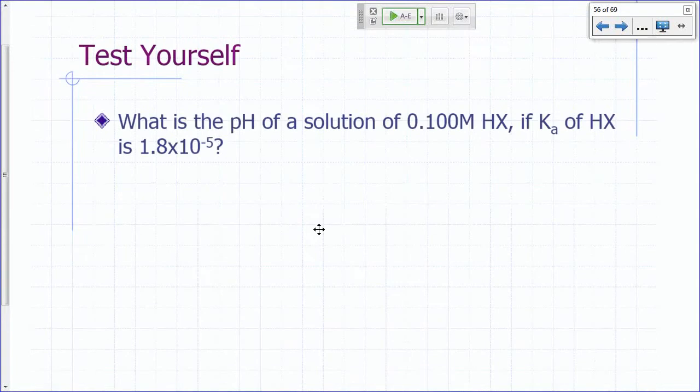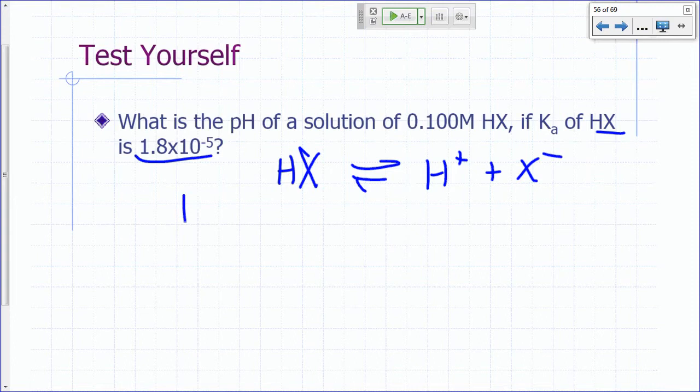0.1 molar HX, but this time HX is a weak acid, and you're given the Ka is 1.8 times 10 to the negative fifth. This is, in fact, the Ka of acetic acid. So let's solve this problem. You have HX gives you H plus X minus. What's our initial condition? 0.100 molar HX. Assume negligible concentrations of H plus and no X minus.